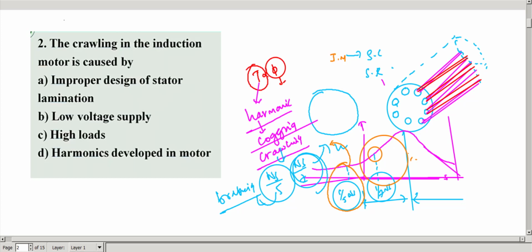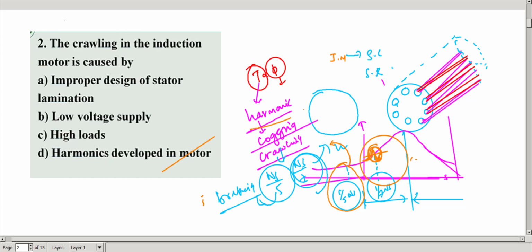So you are getting something in this torque slip characteristics like this. If you consider torque slip characteristics at this point, it is in stable region. So this is crawling. At crawling, the induction motor is even able to operate in the unstable region. The crawling is due to the harmonics developed in the rotor.